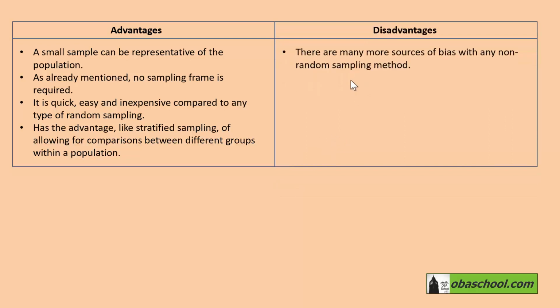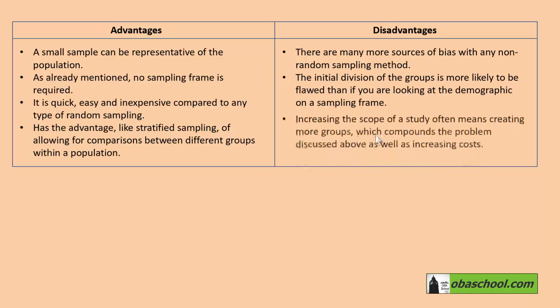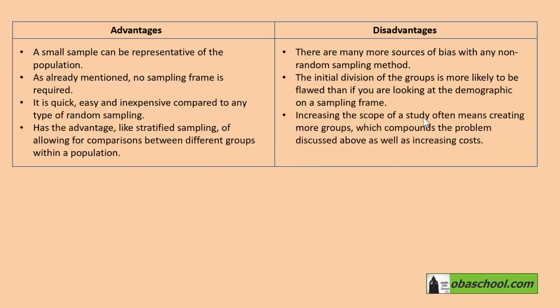Disadvantages include: there are many more sources of bias with any non-random sampling method. The initial division of the groups is more likely to be flawed than if you are looking at the demographic on a sampling frame. Increasing the scope of a study often means creating more groups, which compounds the problem discussed above, as well as increasing costs.